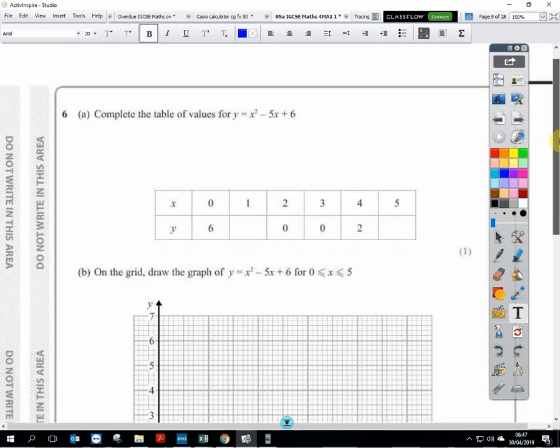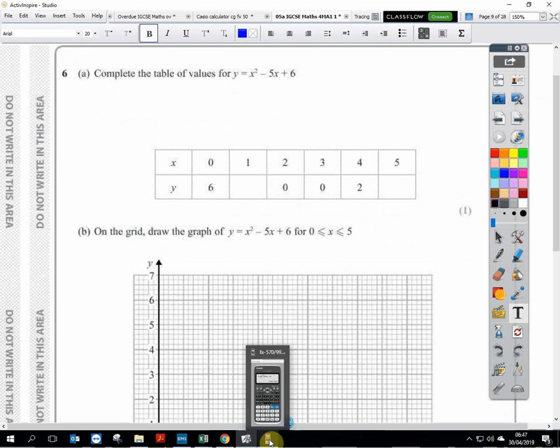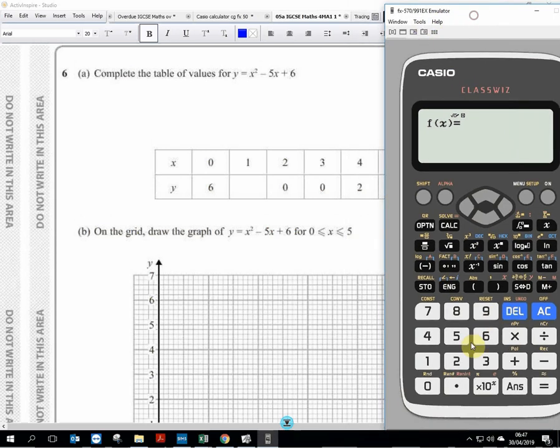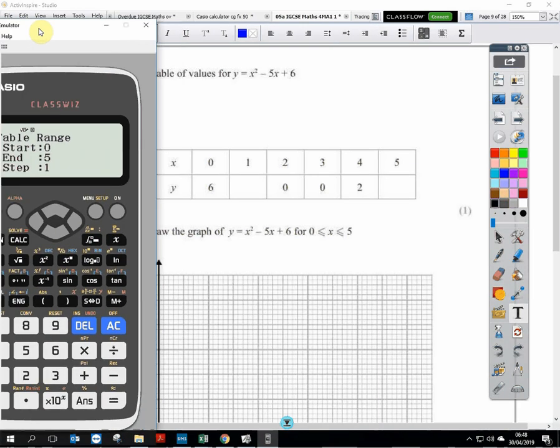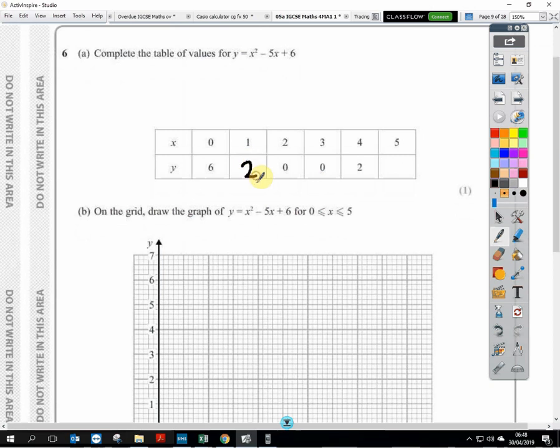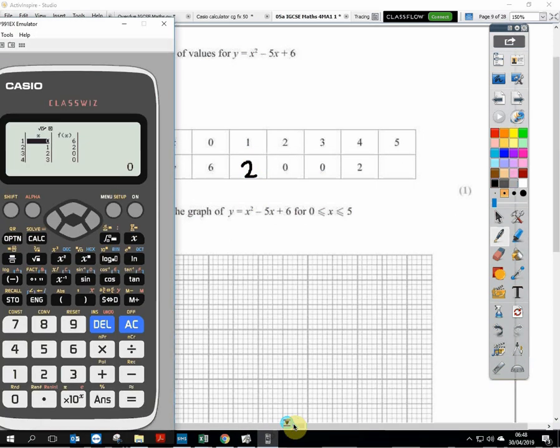Okay, next question. So on your calculator you have a table mode for this. If you go to menu, table, and on the silver calculator this is mode table. It looks slightly different. So we enter the equation x squared minus 5x plus 6, and you start at 0 because the table starts at 0, end at 5, and it goes up in ones, and you copy down this table. 6, then 2, 0, 0, and then when it's 5, scroll down, it should be 6.